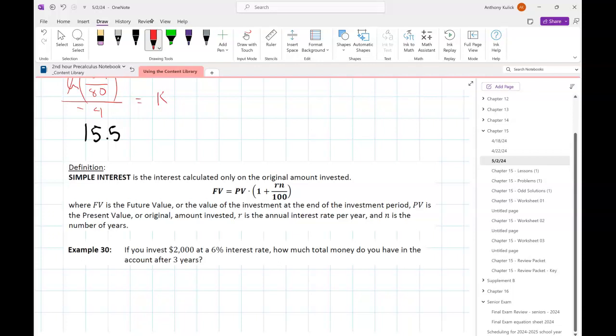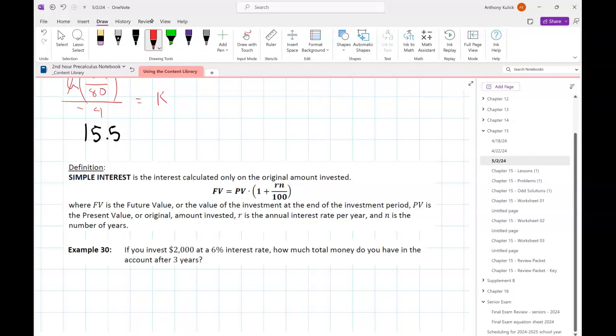So the formula we use there is FV equals PV times (1 plus RN over 100). FV is the future value of the account. PV is the present value. That's your initial investment. R is the percent rate of change. That's the interest percentage you're earning, but it's written as a percentage. That's why it's divided by 100.